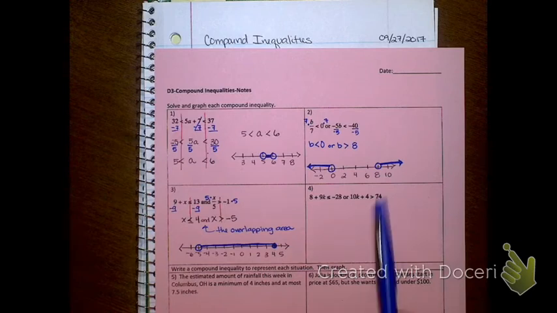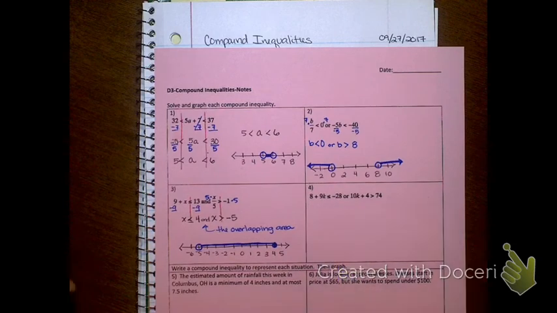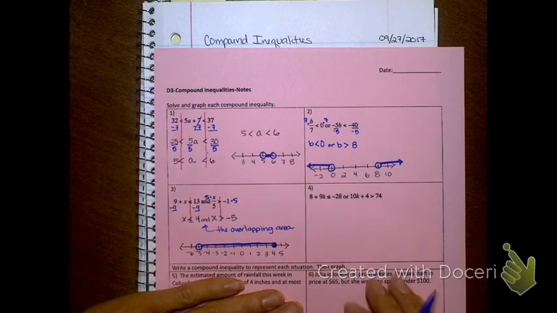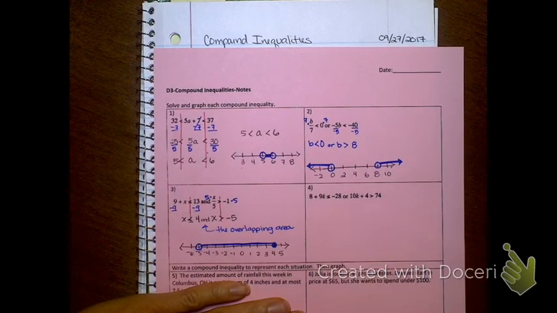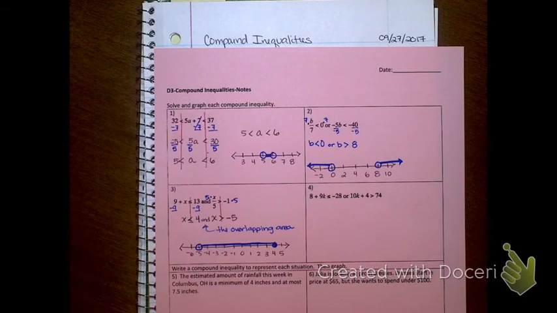Now, what happened when we had or? Did it overlap when we had or? No, it was going to be one solution or the other solution, but there wasn't any overlap. So what do you guys predict your graph's going to look like on number 4? Yeah, probably 2 graphs going away from each other, right? Okay, so right now I want you guys to take a minute and try to see if you can solve and graph number 4. If you want, you can do it with a partner or you can do it on your own, but go ahead and try that one right now.